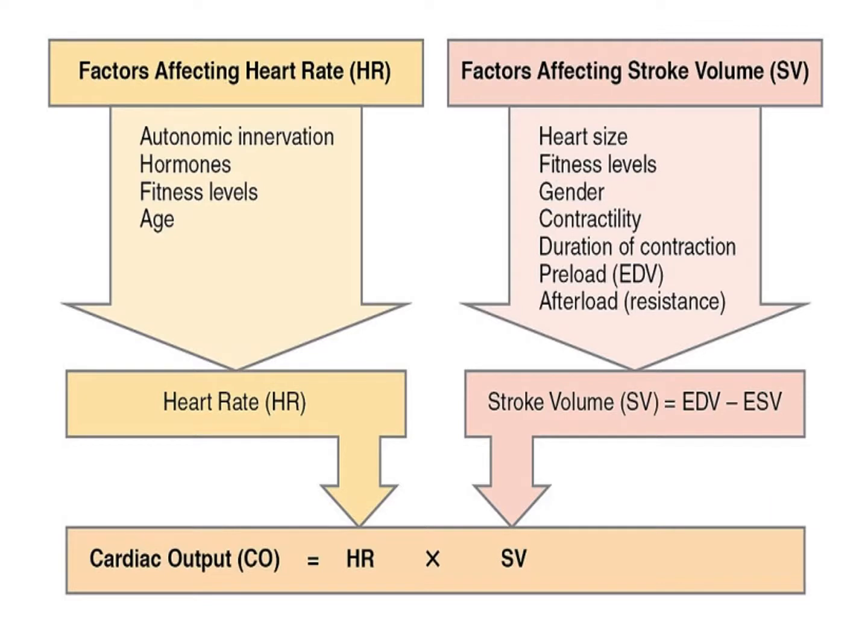Now coming to the cardiac output. What is cardiac output? Cardiac output is the heart rate multiplied by the stroke volume. For example, heart rate is 72 and stroke volume is about 60 ml. When we multiply them, we get the cardiac output. Now there are various factors which affect the heart rate as well as the stroke volume. First, the factors affecting the heart rate. The heart rate is affected by autonomic innervation, that is, the nerves which bring information from the brain to the heart. Second are the hormones, third is the fitness level, and fourth is the age. These are the various factors affecting the heart rate.